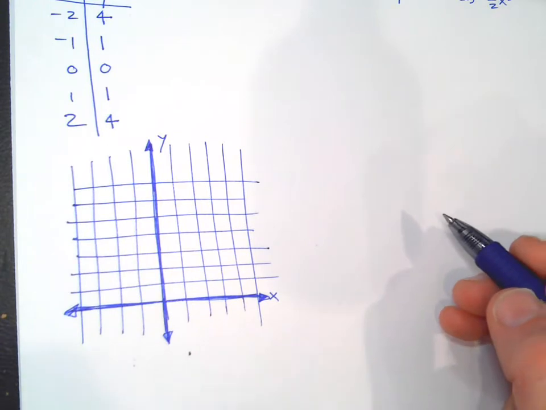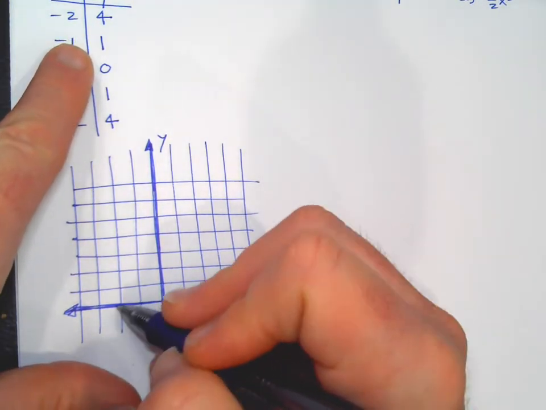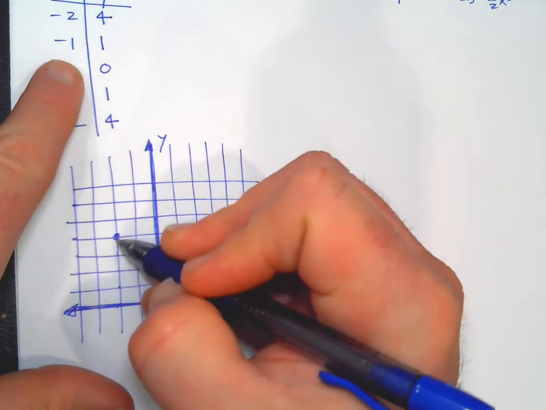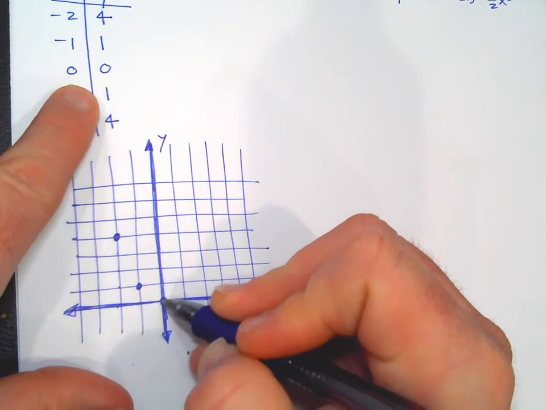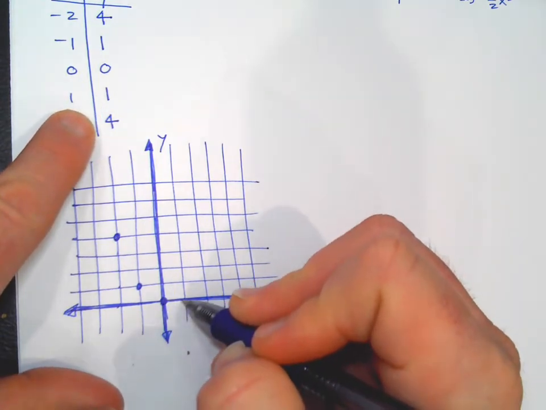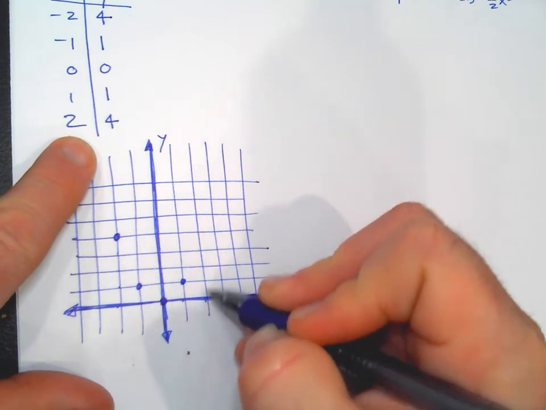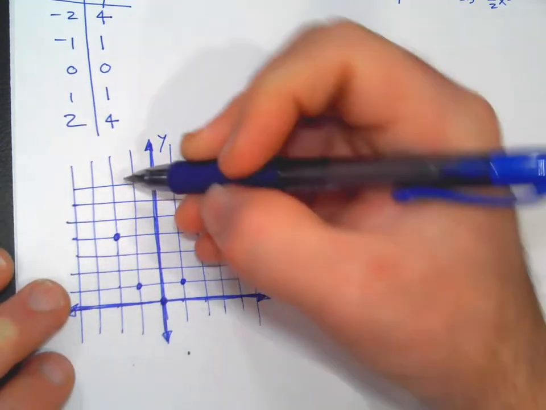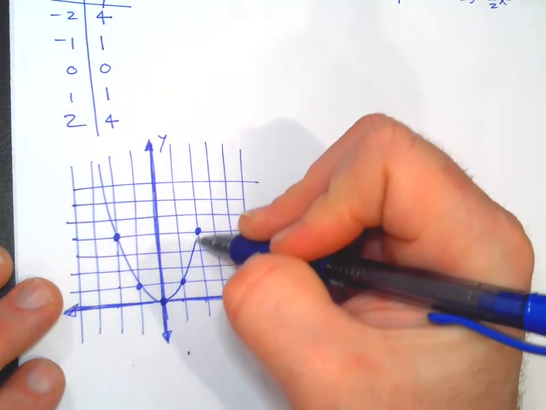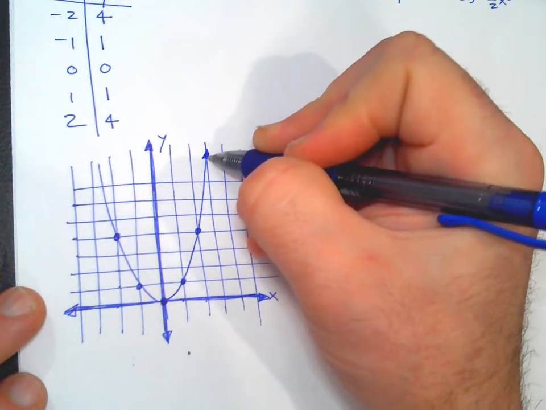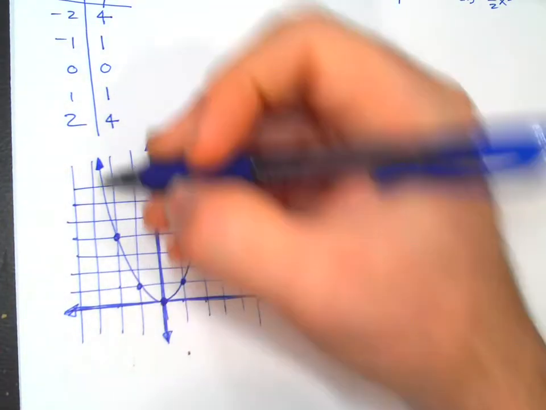Okay, so if we graph these, negative 2, 4: you go left 2, up 1, 2, 3, 4. Negative 1, 1: you go left 1, up 1. 0, 0 is right here. 1, 1: you go right 1, up 1. 2, 4: you go over 2, up 4. Isn't that the pattern I'm showing you? And we're going to put a nice smooth graph, with arrows on the ends. Okay, so that's that graph.